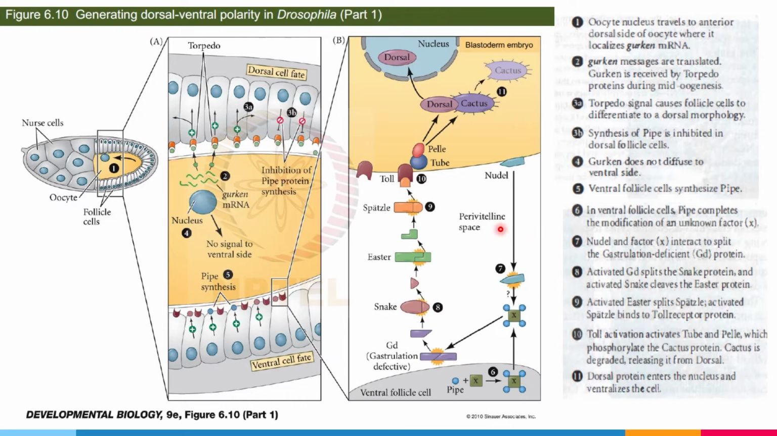So this is the entire pathway, and it is written down in here. In short, Gurken is produced and is deposited. Gurken inhibits pipe production in the dorsal cells. Ventral cells produce pipe. Pipe produces an entire cleavage cascade, which produces Spatzle's active form binding to Toll. This produces another signaling cascade degrading cactus. Cactus leaves dorsal. Dorsal goes into the nucleus and ventralizes the entire cell.